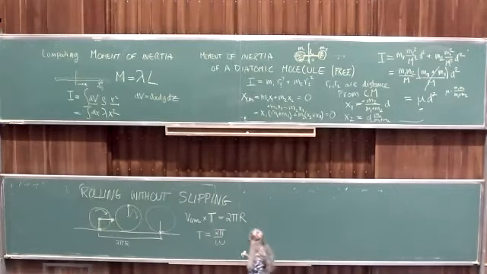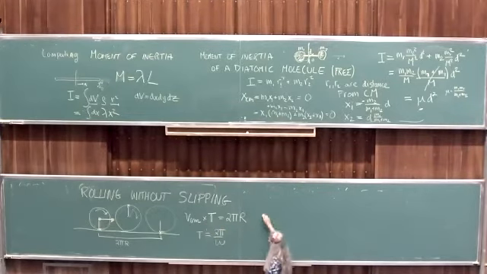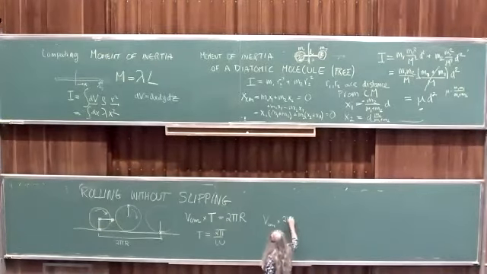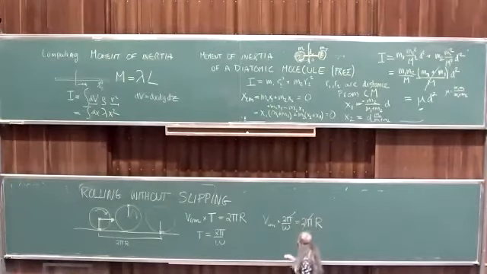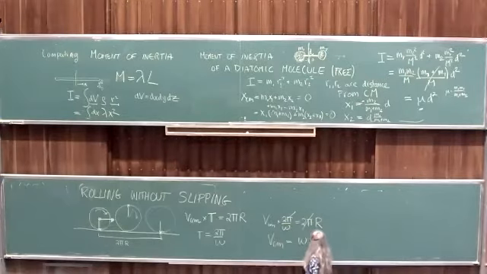Right? So I can get rid of this t thing. So let's do that. V center of mass times 2 pi over omega is equal to 2 pi r. And so these 2 pi's go away, and the center of mass velocity is equal to omega r.